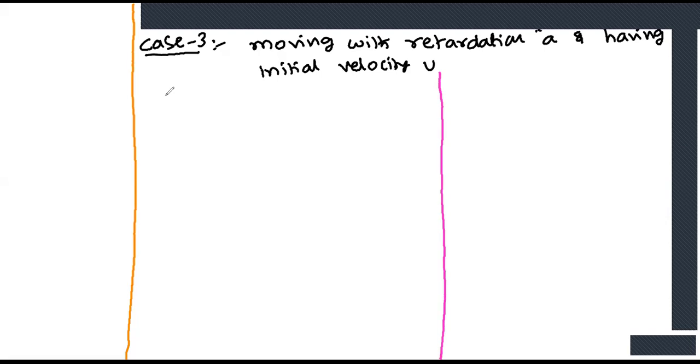First, the ST graph. Since S equals ut plus half at square, but here we are having a retardation, that is negative acceleration, so it is ut minus half at square.